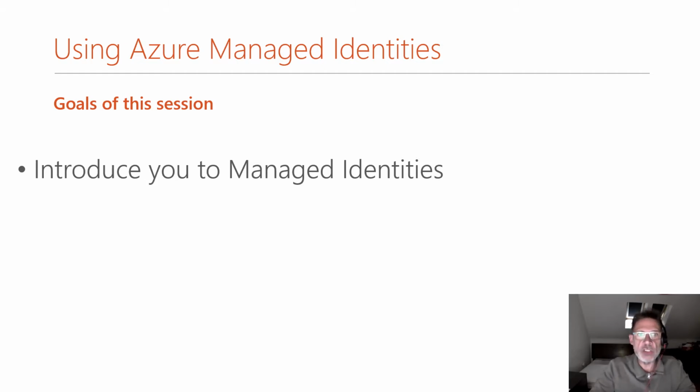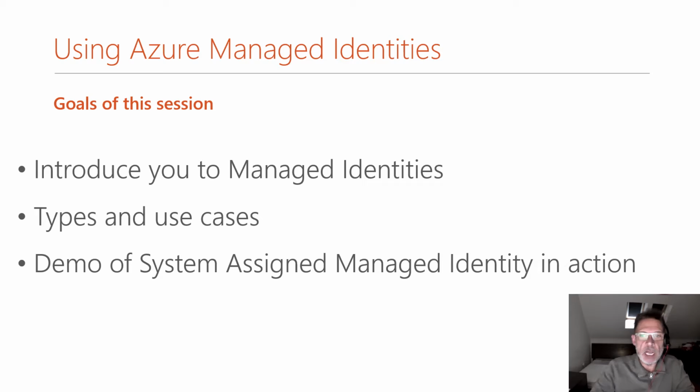So what are the goals of this session? The first goal is to introduce you to managed identities. The second goal is to look at the two different types of managed identity and some of the use cases for those. It's not exhaustive. This is really just an introductory session. Following that, we're going to do a demo where we will assign a system assigned managed identity to a virtual machine. We'll grant that identity scope to the resource group that the virtual machine sits in, and then we'll read some metadata from that resource group.